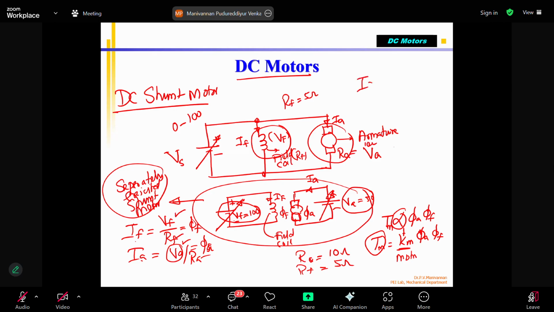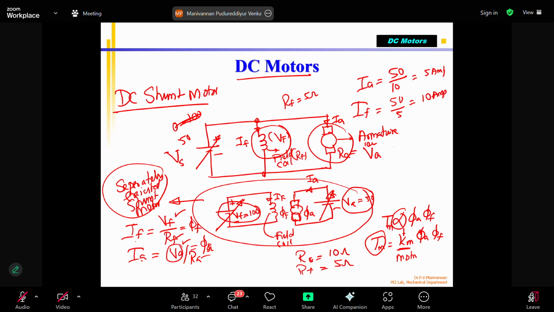I know that IA equals, for example, right now I'm giving 50 volts, 50 divided by 10. That means 5 amps current is flowing. But at the same time, my IF is going to be 50 divided by 5, 10 amps current is flowing. Correct? Because the same voltage is applied. That means the control is not good compared to separately excited shunt motors.